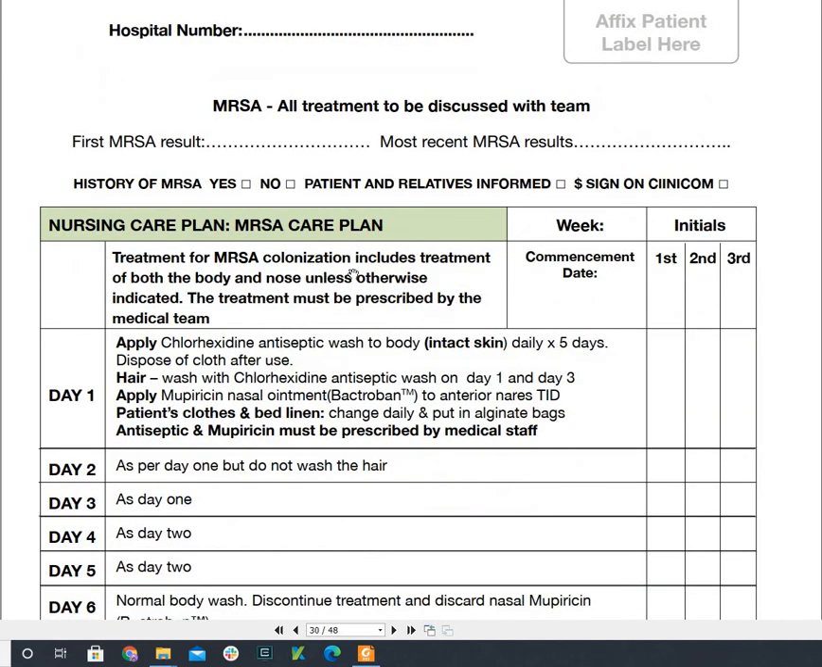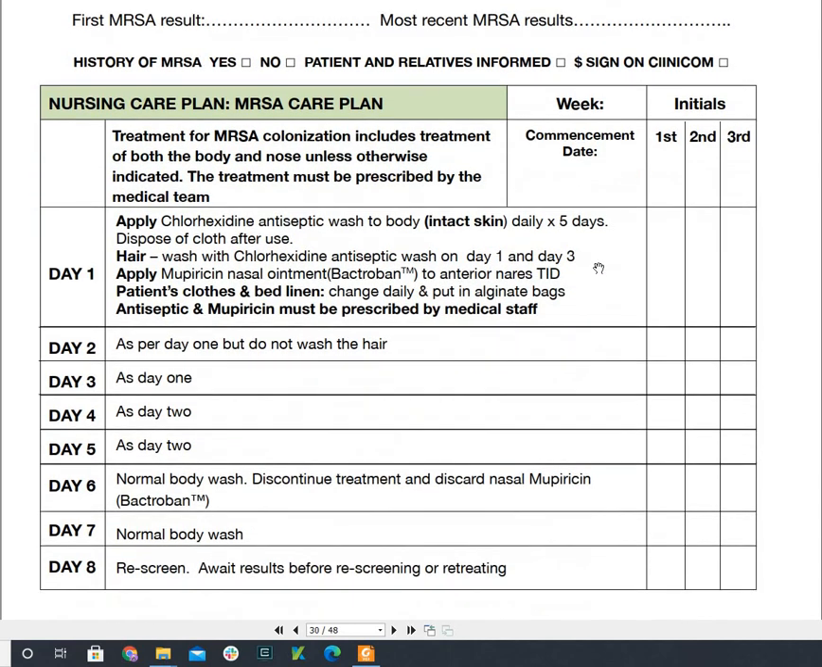The treatment for MRSA colonisation includes treatment of both the body and nose unless otherwise indicated. The treatment must be prescribed by the medical team. So you can write the date and your initials there. So day 1, apply chlorhexidine antiseptic wash to body to intact skin daily for 5 days. Dispose of cloth after use. Hair, wash with chlorhexidine antiseptic. Wash on day 1 and day 3. Apply your Bactroban nasal ointment to anterior nares 3 times a day. Patient's clothes and bed linen change daily and put in alginate bags. Antiseptic and mupirocin must be prescribed by medical staff.